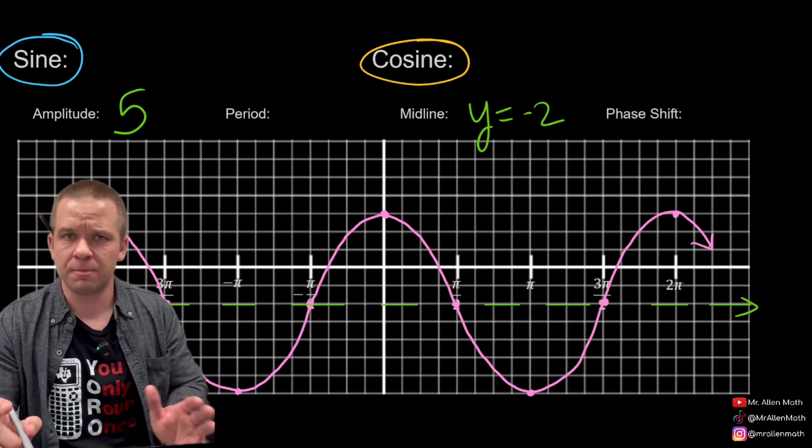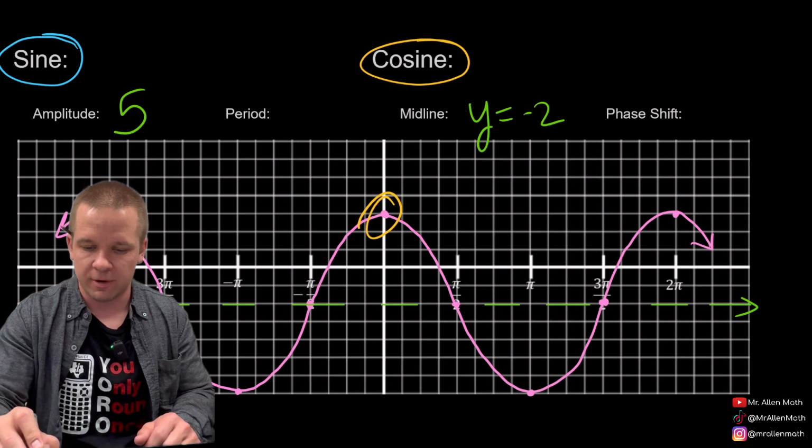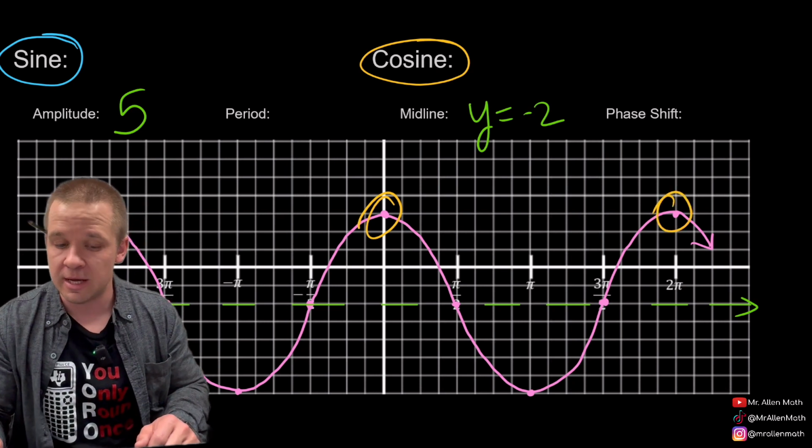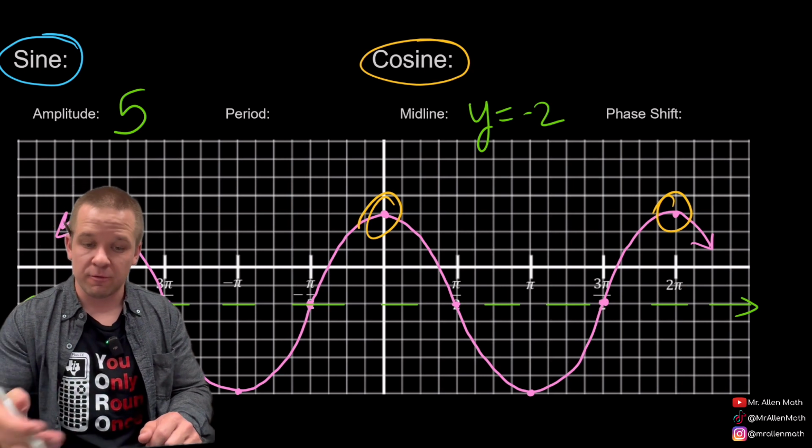There we go. 5. What's my period? How long does this thing take to repeat? I think it's easiest to see on this one with the cosine graph because I can go from high point to high point, and it appears to be 2 pi for this one. And it's going to be the same thing for my sine graph.